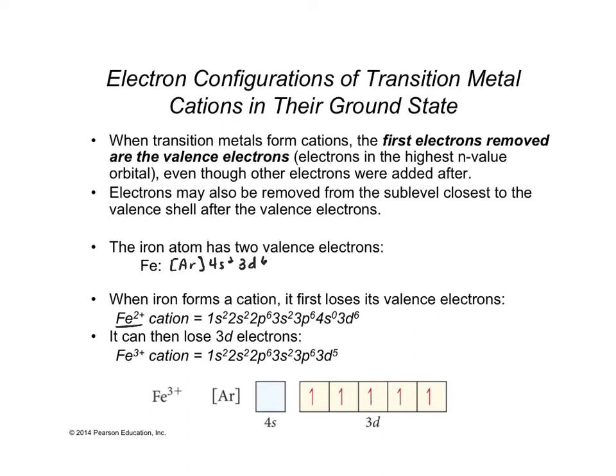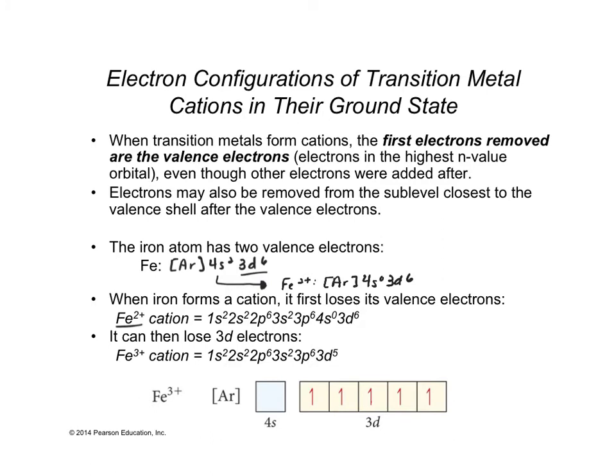Okay, so now, if we are going to form our iron 2+ cation, instead of removing them in the reverse order of where we put them in, which would come from the d's, we are instead going to remove them from their valence shell first. So the first electrons that would come out would be the s electrons, right? So for iron 2+, we would be left with argon 4s0, 3d6. Okay, and so again, this is different from all of the main group metals that we could form cations with.